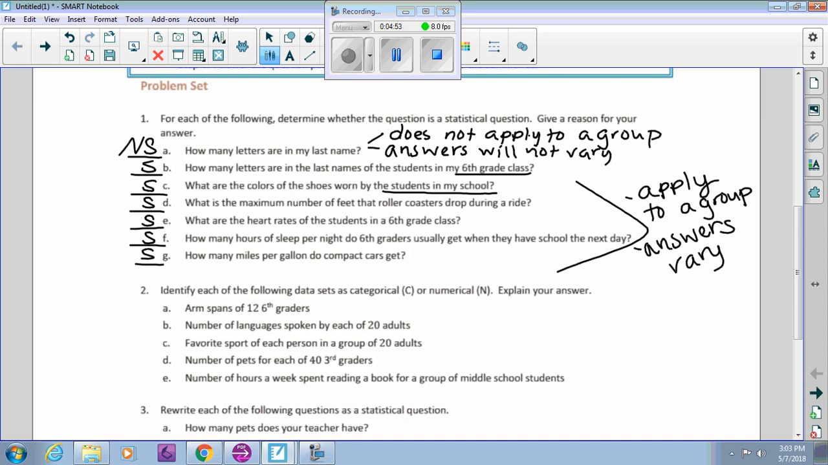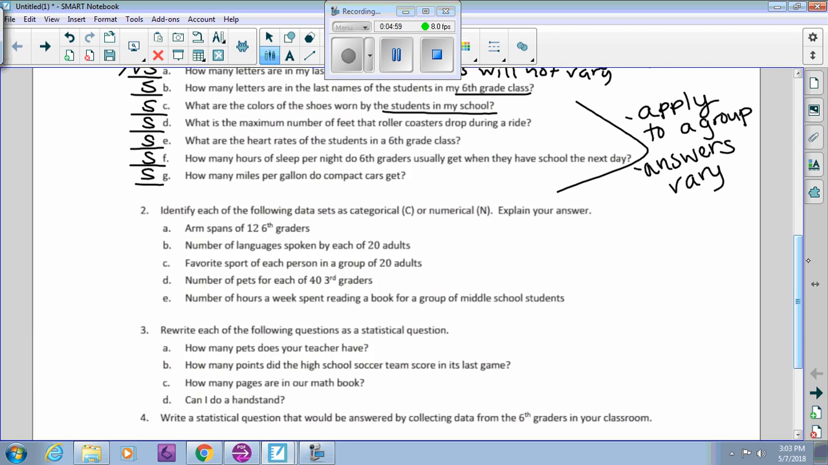That's going to vary by roller coaster. Part E says, what are the heart rates of students in a 6th grade class? That's going to vary amongst all the kids. F says, how many hours of sleep per night do sixth graders usually get when they have school the next day? Well, that's always a scary low amount, but it will vary, so that's statistical.